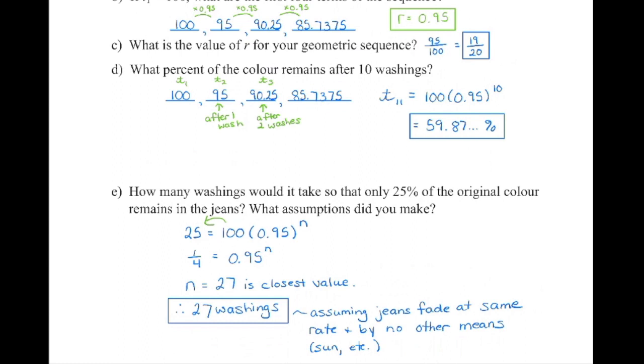So you're going to grab your calculator and say, okay, 0.95 to the power of what is going to give me a value close to that 0.25. Try maybe 26, and you're going to see you're a little too high. Try 27, that's pretty close. It's not exact, but it's close. Try 28, see if you can get closer, and no, you're further away. So when you get to this point, if you cannot get the same base, you have to guess and check. So 27 is the closest value, and that's assuming that your jeans will fade at the same rate.